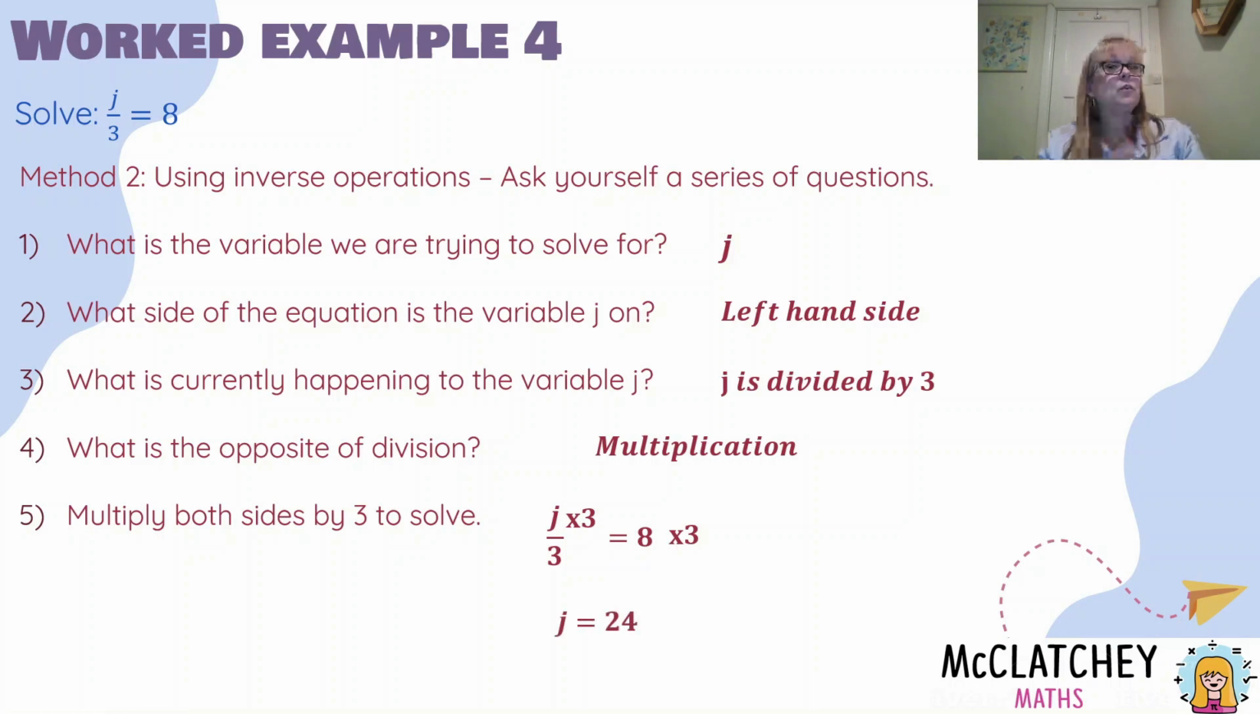Now, we haven't talked a lot about checking our work. It's a really good idea at the very end of every one of these worked examples, when you've solved the problem and found the answer for the variable, j equals 24, to then substitute it back in, which means put it back into the equation. 24 divided by 3 is the answer 8. And if it's true, you know you've solved correctly.